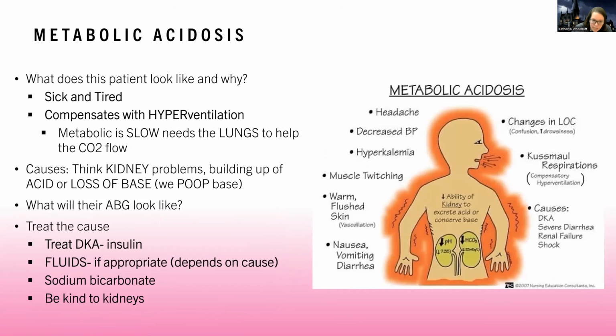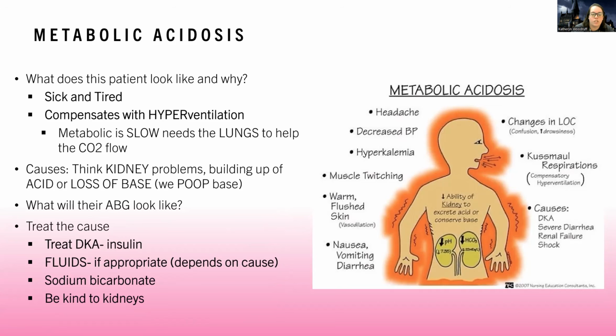So for metabolic problems, the arrows go in the same direction. If I have a low pH, then my HCO3 is going to be low too. Remember, in respiratory, they go opposite. In metabolic, they go in the same direction. So if I have a low pH in a metabolic problem, I look at my HCO3.